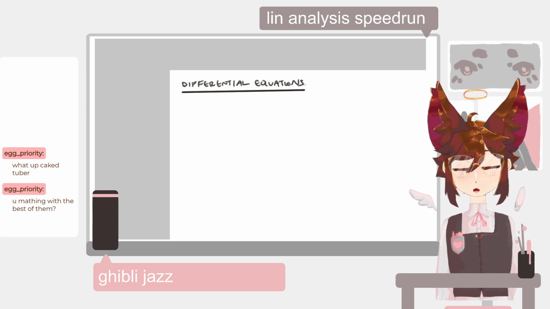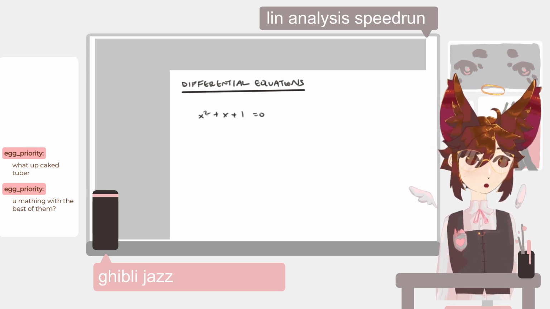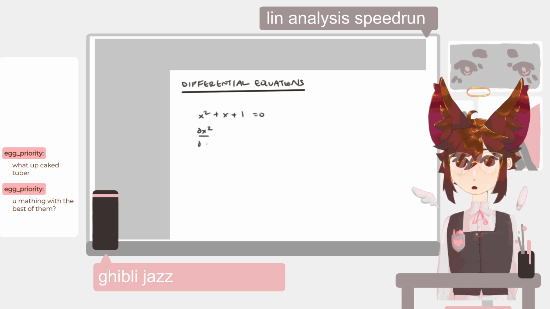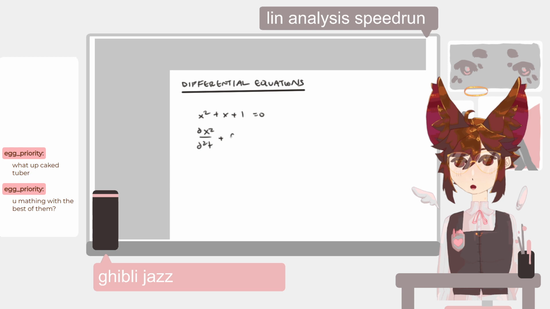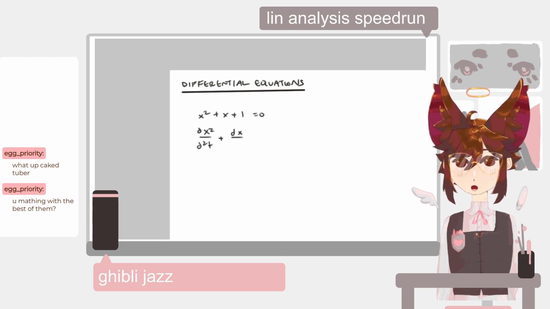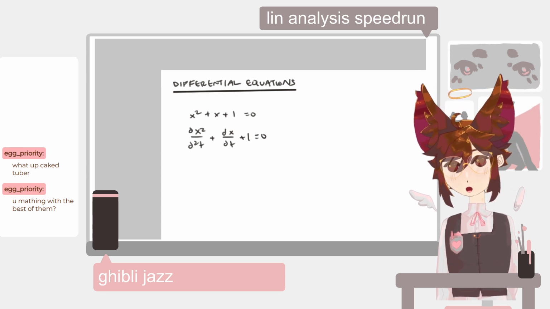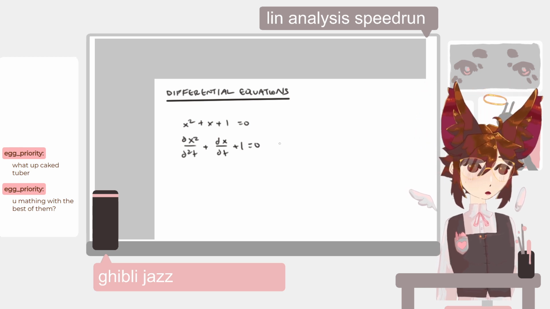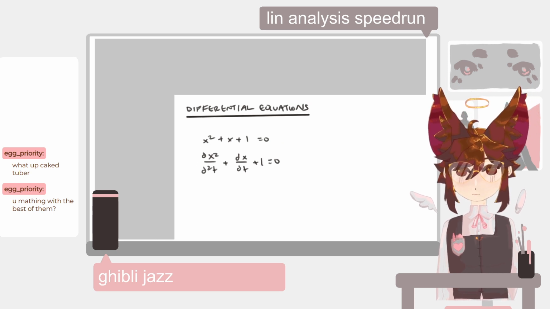So if we have a normal equation like x squared plus x plus 1 equals 0, our differential equation would be like d squared x over dt squared plus dx over dt plus 1 equals 0. That's just a differential equation, right? Nothing to be scared of. It's just some derivatives. And this would be a second order differential equation, just like the normal equation would be a second degree or degree 2 equation.